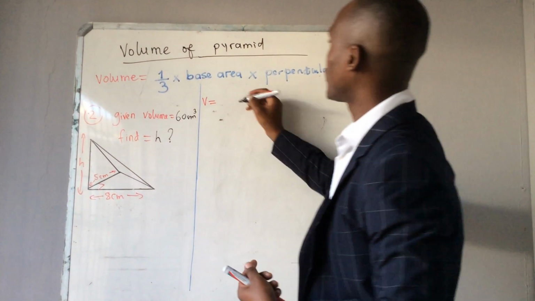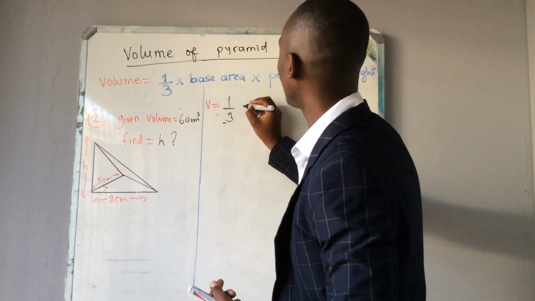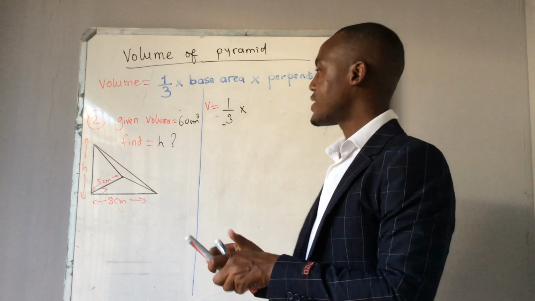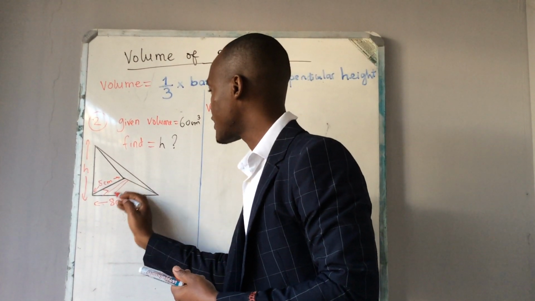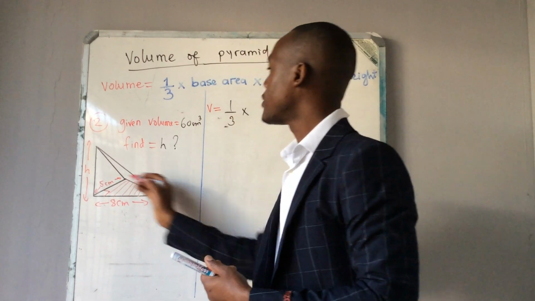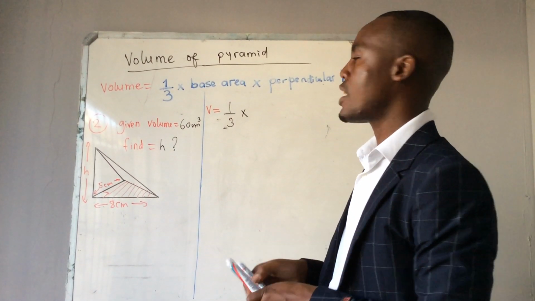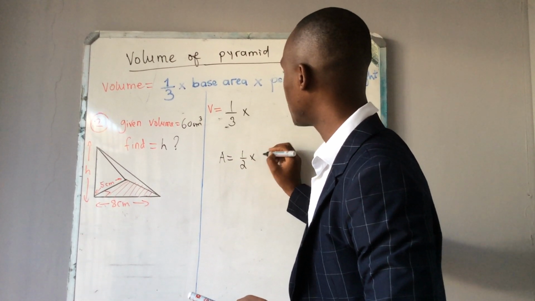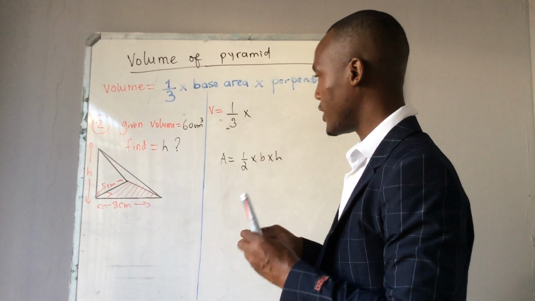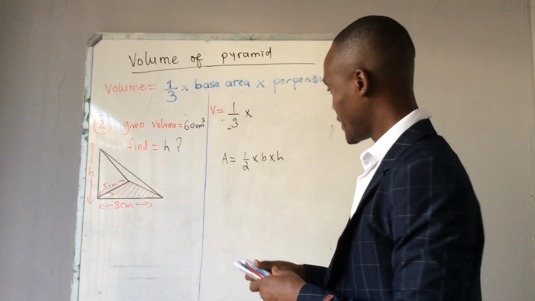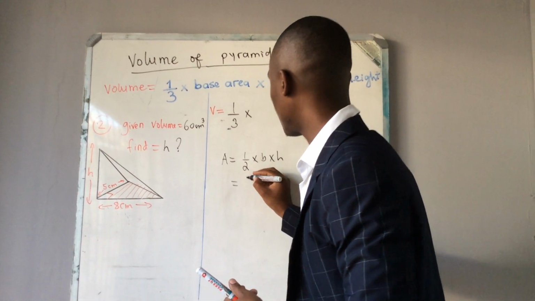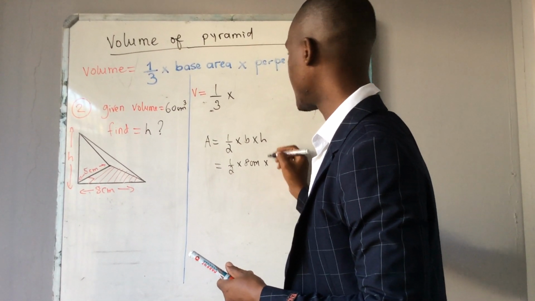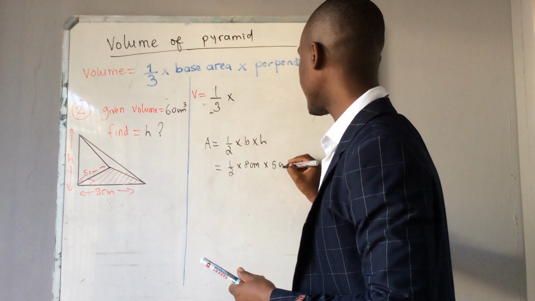The first thing to do, we're going to put in the values: 1/3 times the base area. The base is this triangle that is here, so we're going to find that area. Now, the formula for the area of a triangle is 1/2 times base times height. So all we need to do is plug in the values. So we have this equals 1/2 times the base, which is 8 centimeters, times 5 centimeters, which is the height.